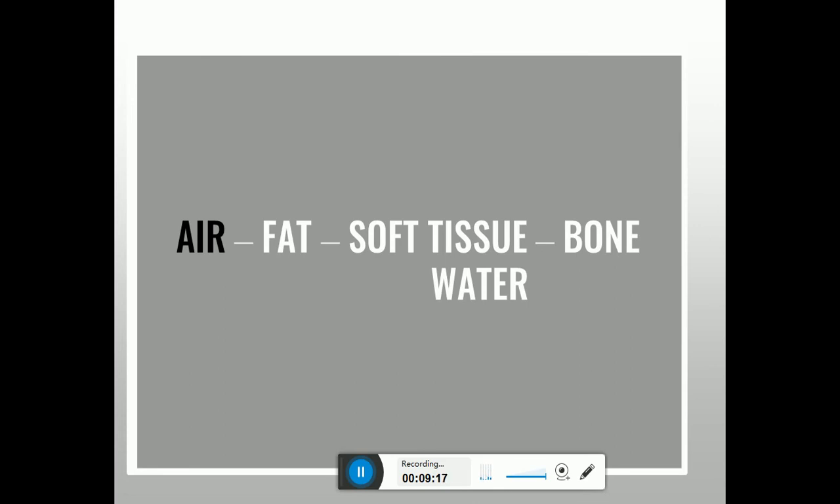Okay. So the darkest one is the air. Then you will see fat, which has a higher density than air, and more than fat density, we will be able to visualize soft tissue and if water is present, and the highest density is of bone. So the brightest most is the bone.